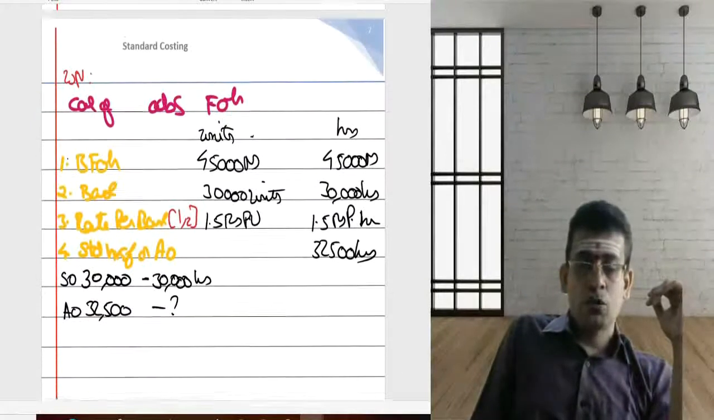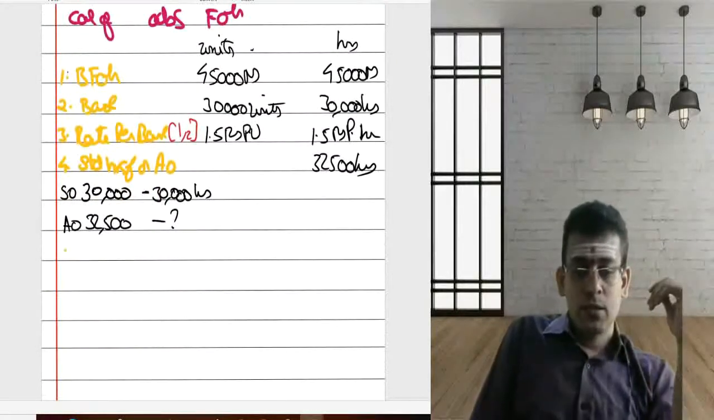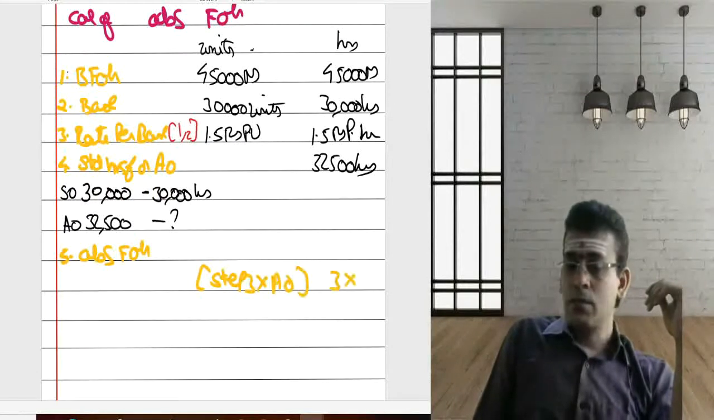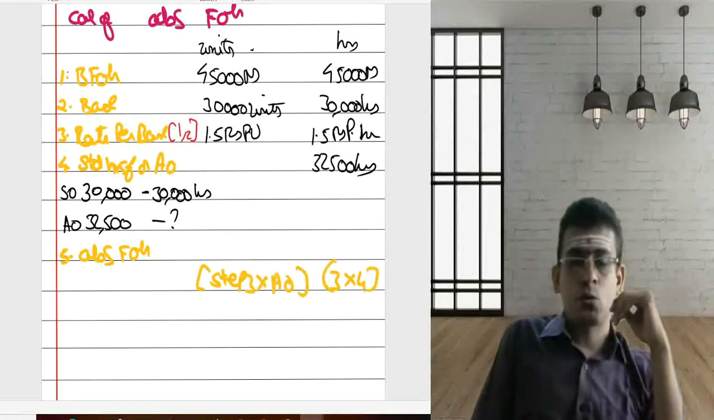Then coming to step number 5, we are trying to calculate absorbed overheads. Step number 5, absorbed fixed overheads. So here what we'll be doing? Step 3 into actual output. Here, step 3 into step 4. What is my step 3? 1.5. So here I calculate 1.5 into my actual output.